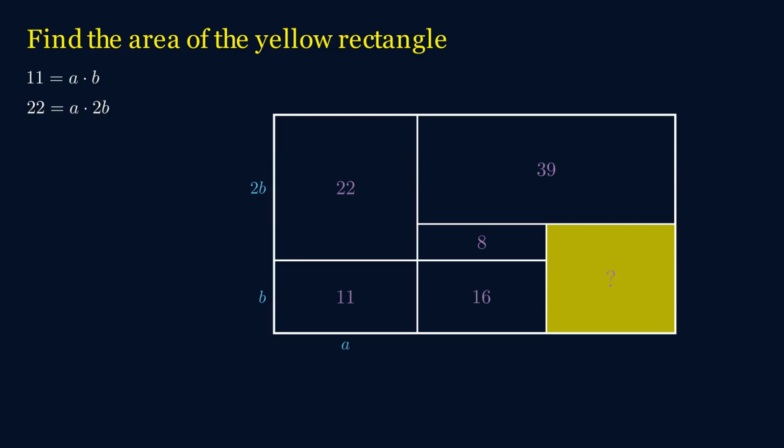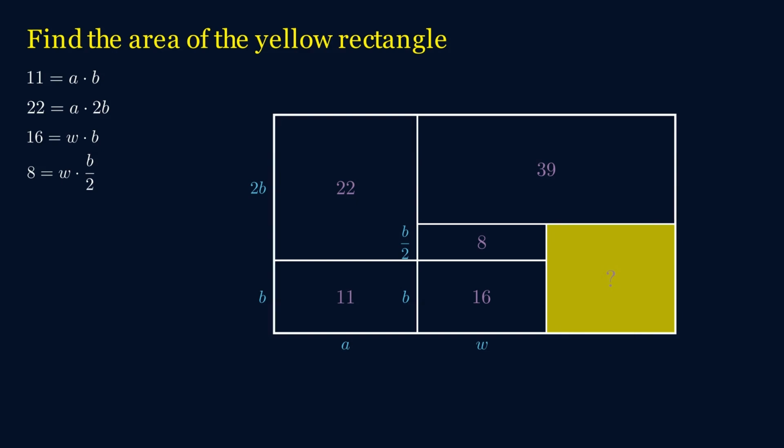The rectangles with areas 16 and 8 have the same width. Let's call that width W. We already know the height of the 16 rectangle is B because it lines up with the 11 rectangle. Then right under it, we have the rectangle with area 8, which has the same width as rectangle 16, but half the area, so its height has to be half of the height of rectangle 16, which is B over 2.